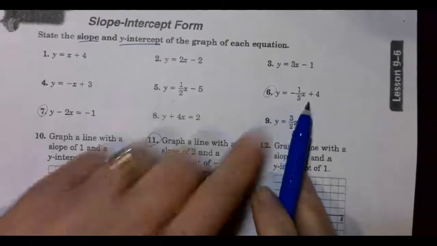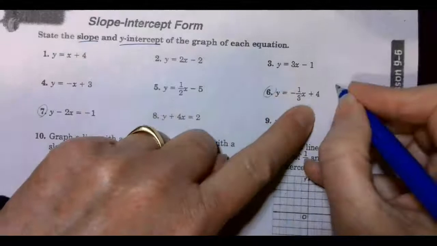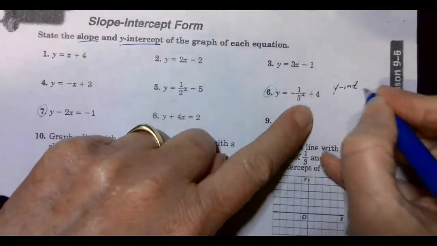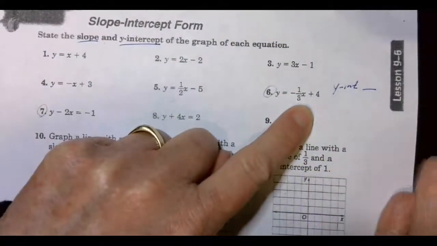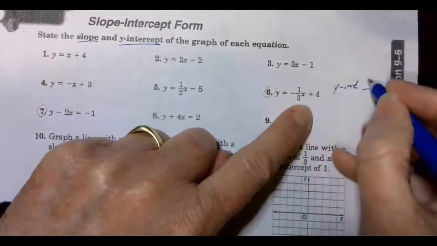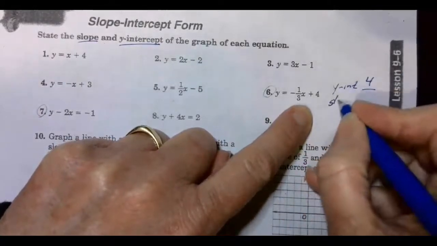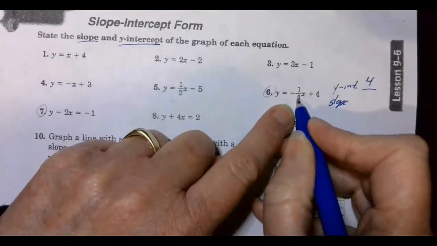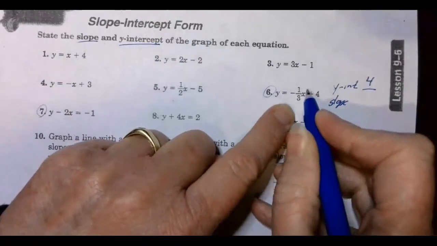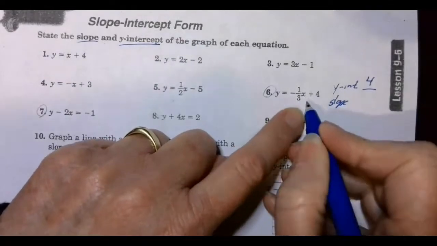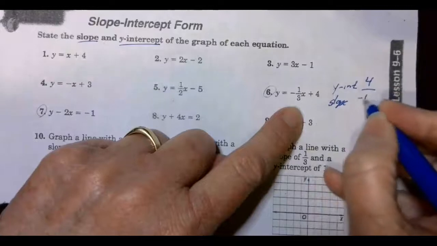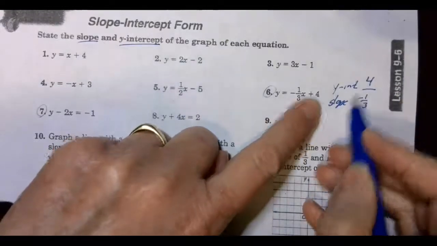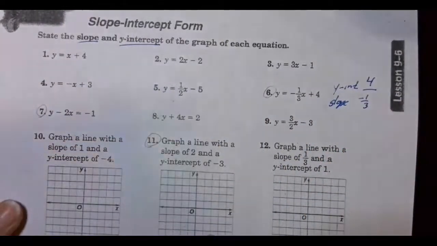Looking over here at number 6, what is the y-intercept? I always say the y-intercept first because that's what I'm going to begin with. That's my plot first. And that'd be 4. And what is my slope? Well, it's always the coefficient of the linear term, the coefficient of the x term. So the coefficient of the x term is negative 1/3. So that's my y-intercept and that's my slope.